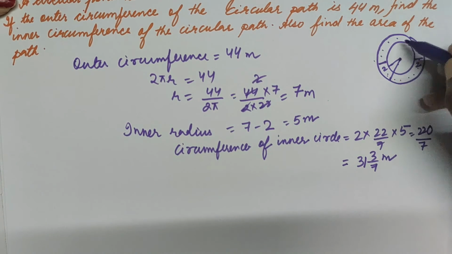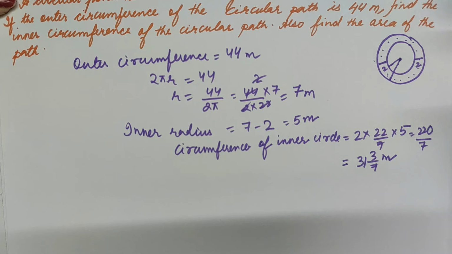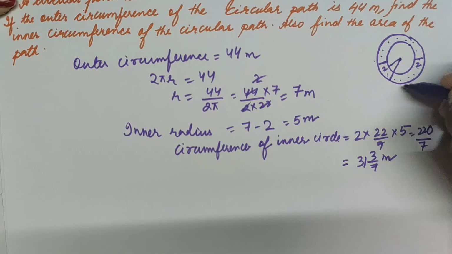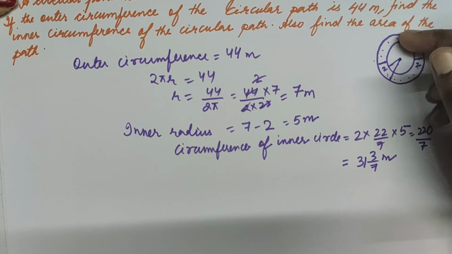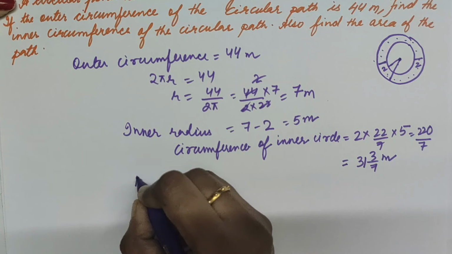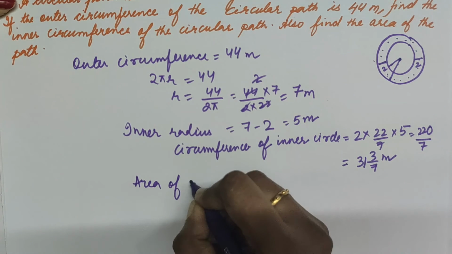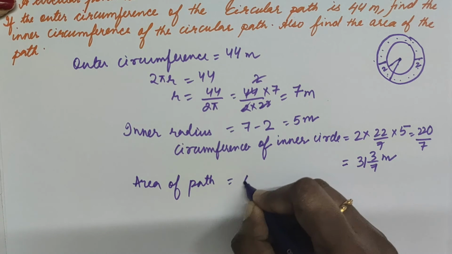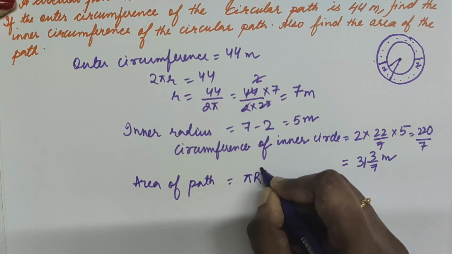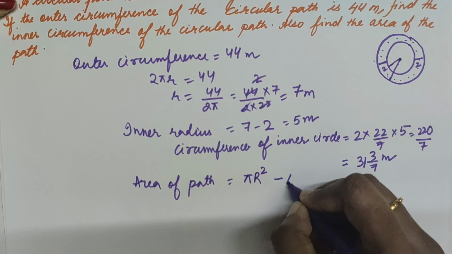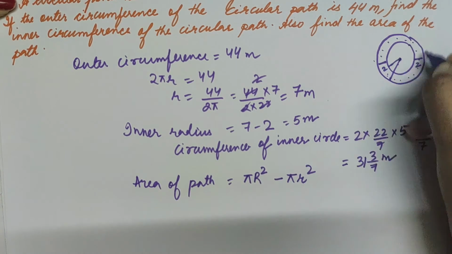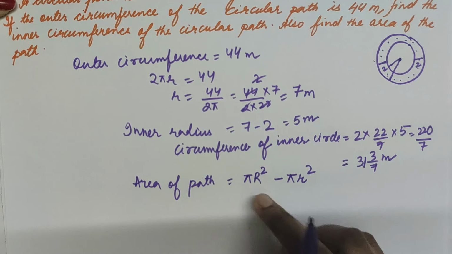Now you need to understand, you have done questions relating to rectangle. Similarly here, the area of the inner circle subtracted from the area of the outer circle is going to give me the area of this path. So what is the formula that I will get? Area of the path will be pi capital R, suppose is the outer radius, minus pi small r, suppose that is the inner radius. So the area of the smaller circle is subtracted from the greater circle.